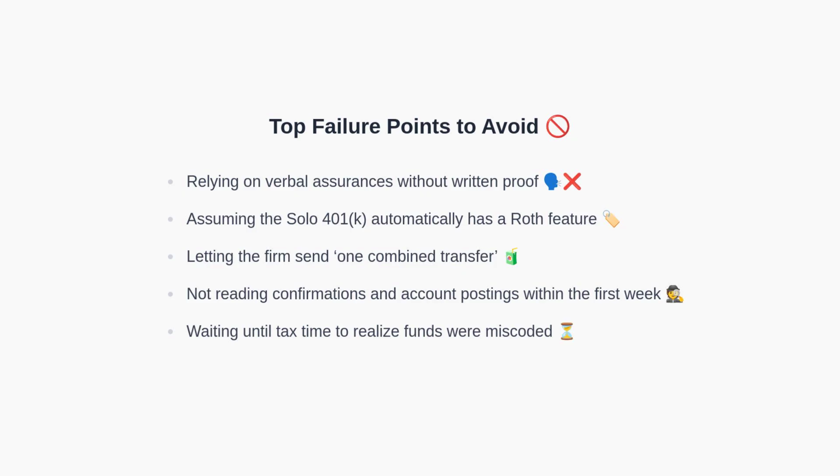Next, let's cover top failure points. Do not rely on verbal assurances. Insist on written confirmation. Do not assume your solo 401k includes a Roth feature. Never allow a combined transfer that mixes pre-tax and Roth portions. Review confirmations and postings within the first week. Do not wait until tax time. By then, correction becomes harder and potential penalties grow.